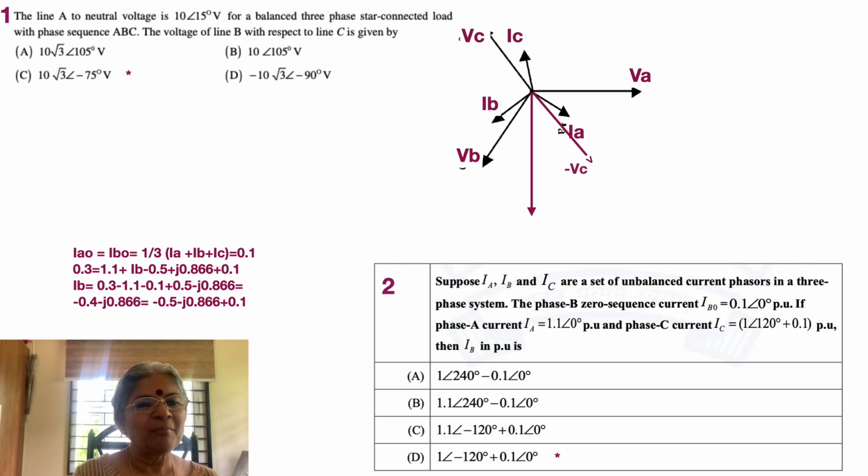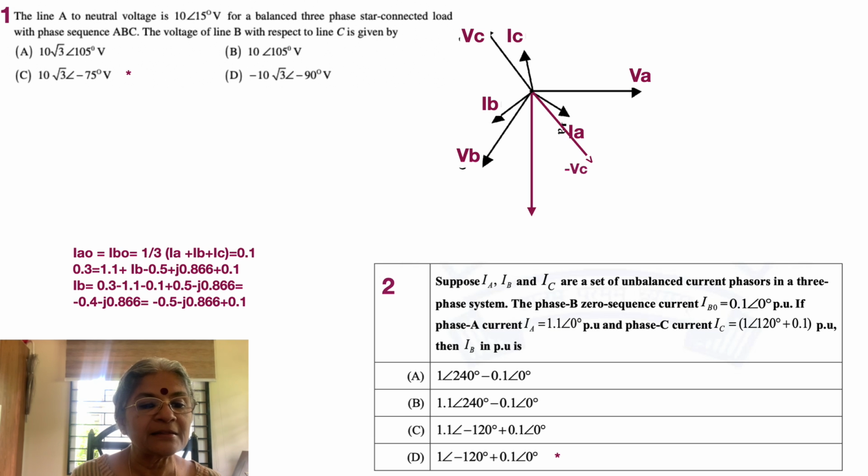Okay, a similar problem is what we have in question number 2, which says that suppose IA, IB, and IC are a set of unbalanced phasor currents in a three-phase system. The phase B zero sequence current IB0 is equal to 0.1 angle 0 degrees per unit. If phase A current IA is equal to 1.1 angle 0 degrees per unit, and phase C current IC is equal to 1 angle 120 degrees plus 0.1 angle 0, per unit.